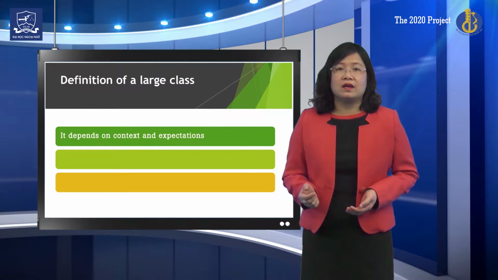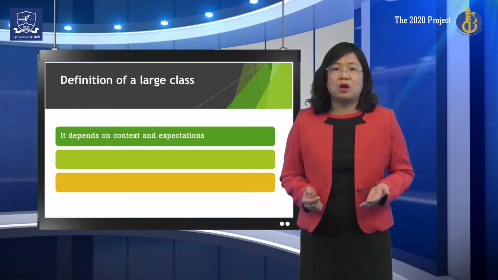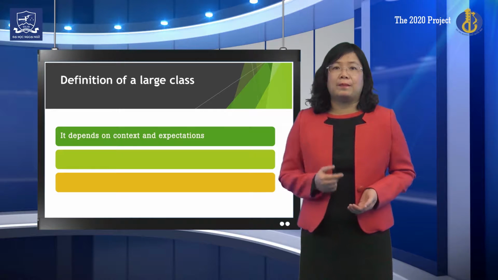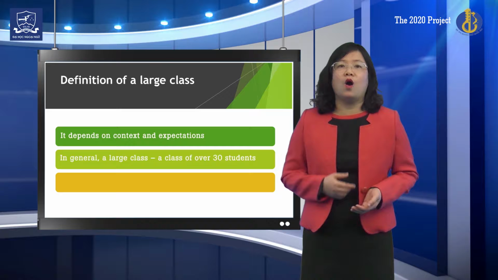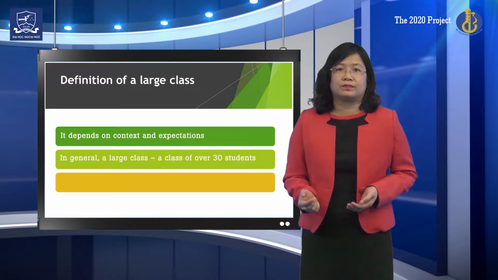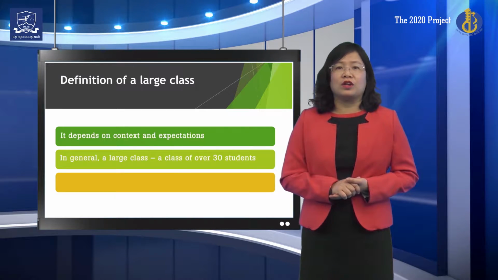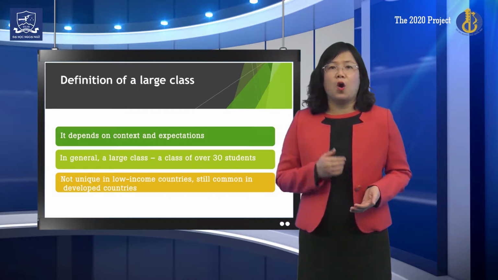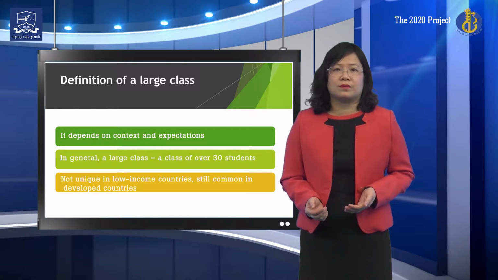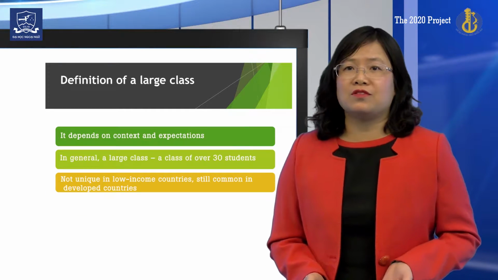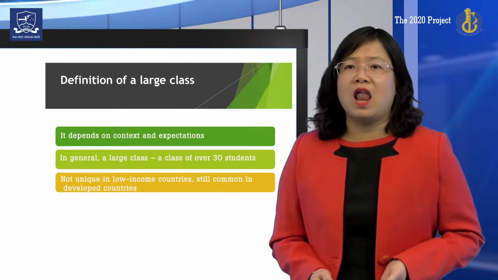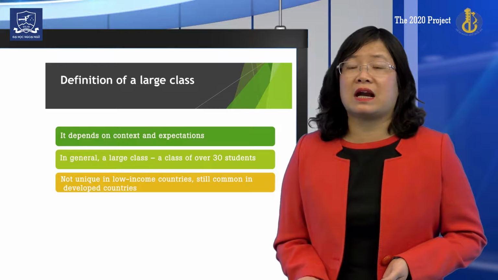Not surprisingly, therefore, different writers have different opinions about how large is large. All those recent definitions are applicable to classes of over 30 students. Large classes are not unique to low-income countries. They can be found in almost any country in the world. And in most countries, students in university lectures can find themselves learning with many more than 40 classmates.